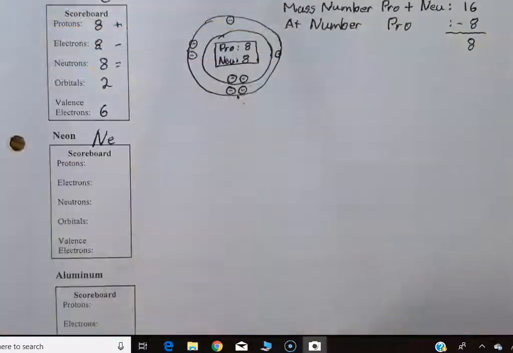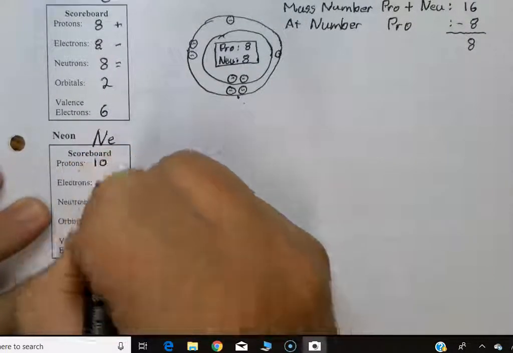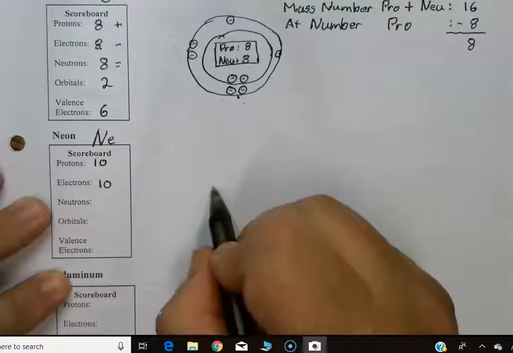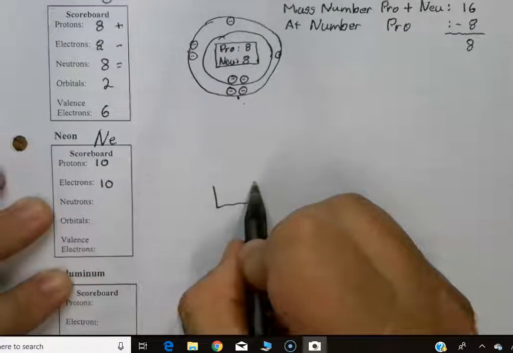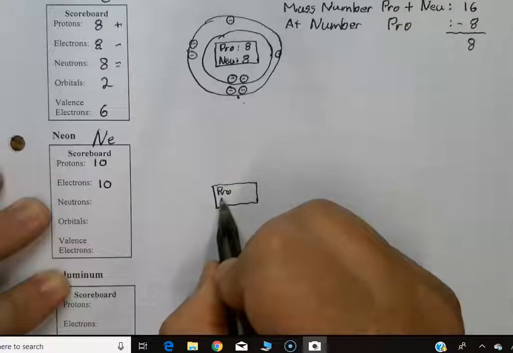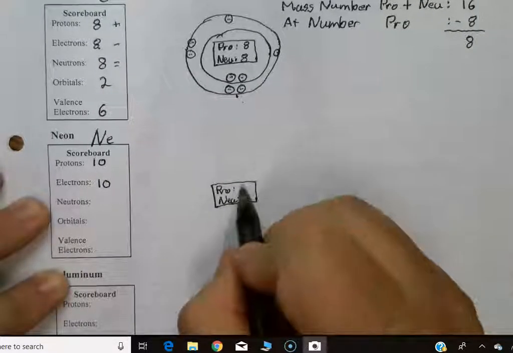Okay, so let's go ahead and write that down. The atomic number is 10. So that means it has 10 protons, and being electrically neutral, it has 10 electrons. We're going to draw our nucleus here. So you have protons, you have neutrons. Protons is 10.